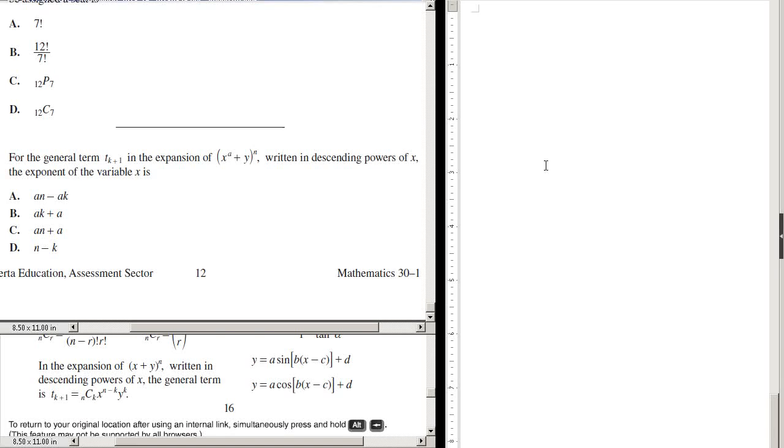For the general term t of k plus 1 in the expansion of (x to the a plus y) to the power of n, written in descending powers of x, the exponent of the variable x is.